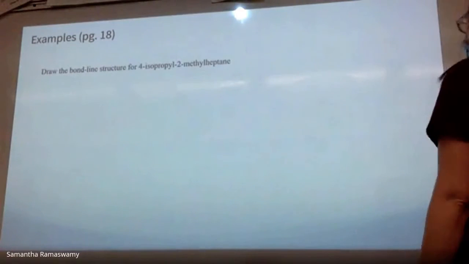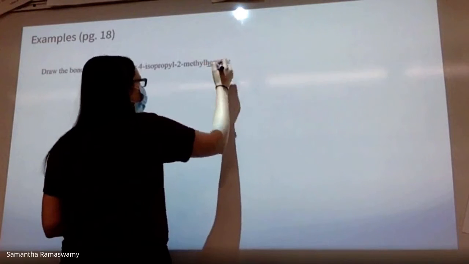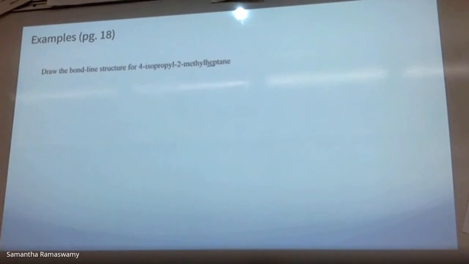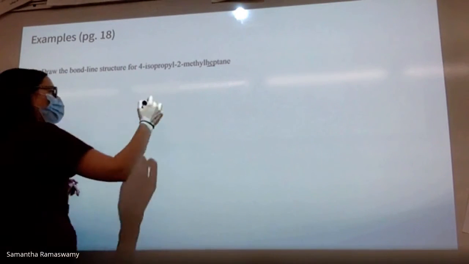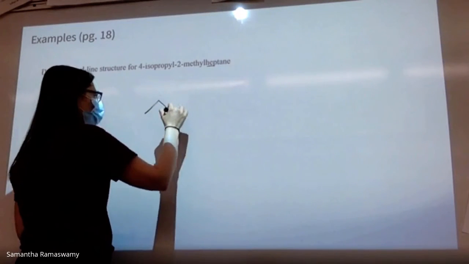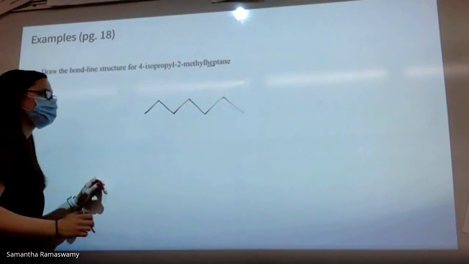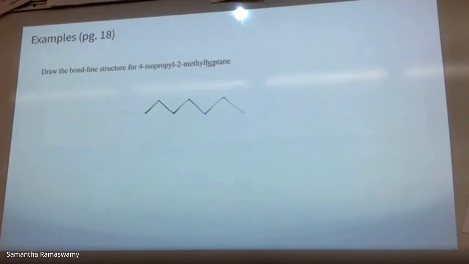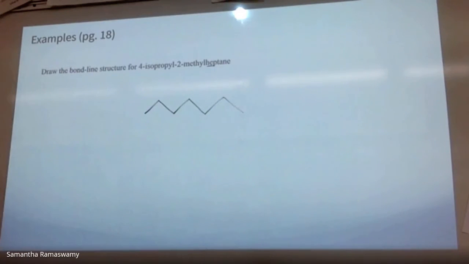Start at the end of the name first. End of the name, heptane. Hep is how many carbons? 7. Remember, as soon as your pencil touches the paper, that's 1 carbon. So 1, 2, 3, 4, 5, 6, 7. It's not the number of lines, it's the number of endpoints and corners. 1, 2, 3, 4, 5, 6, 7. I always double check. So there's my parent carbon chain.